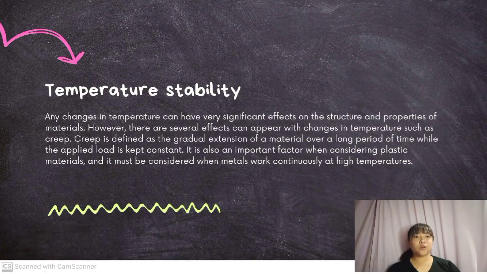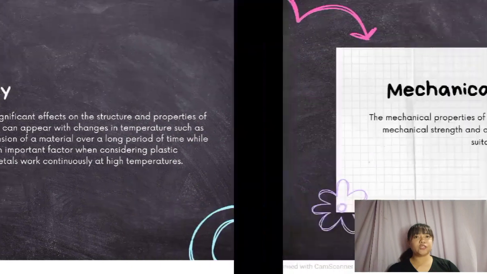Lastly, on physical properties is the temperature stability. Any changes in temperature can have very significant effects on the structure and properties of materials. However, there are several effects that can appear with changes in temperature, such as creep. Creep is defined as the gradual extension of a material over a long period of time, while the applied load is kept constant. It is also an important factor when considering plastic materials, and it must be considered when metals work continuously at high temperatures.